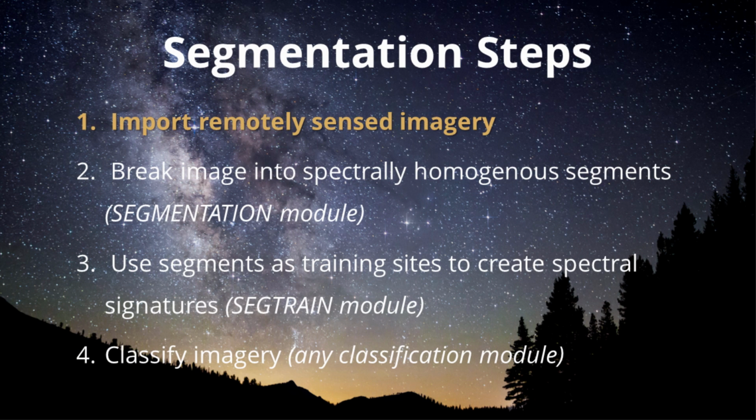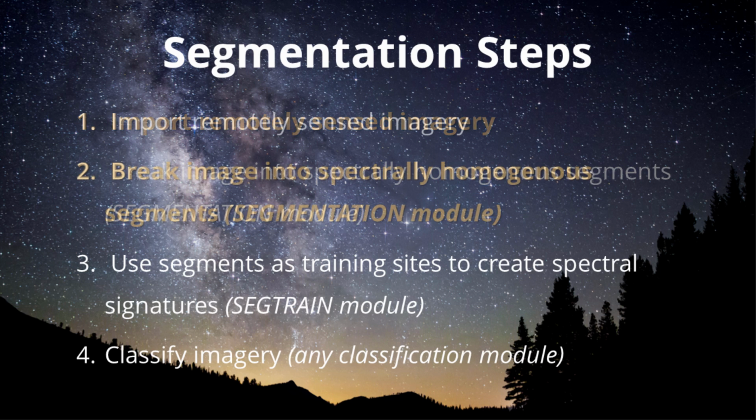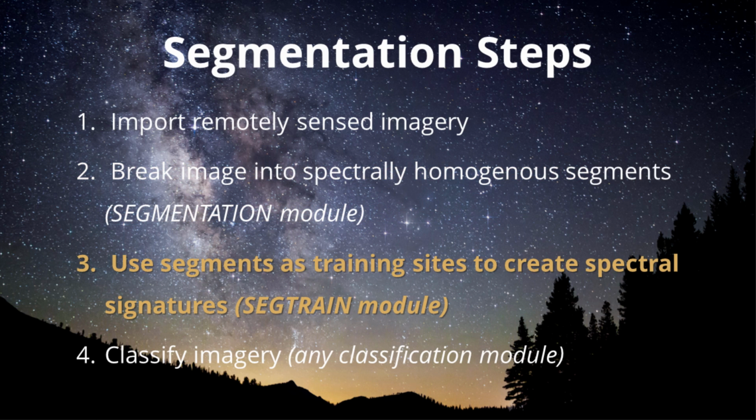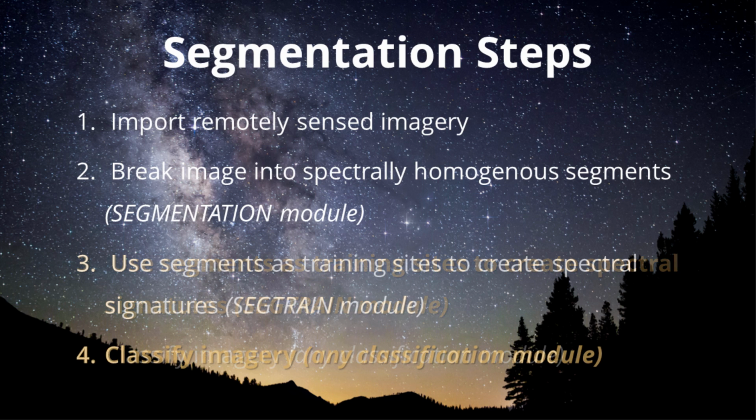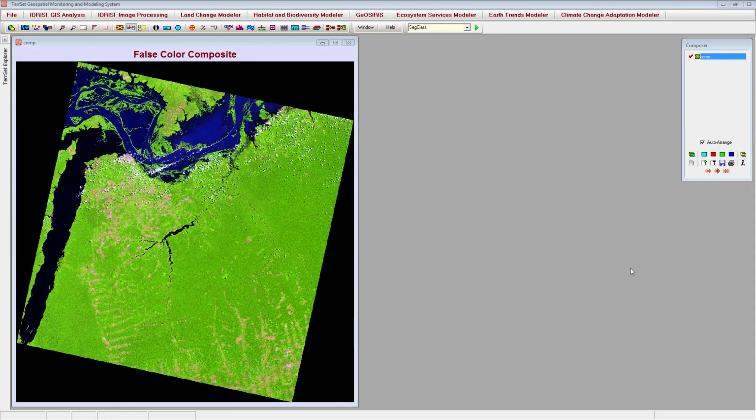First, you must import your remotely sensed bands, run the segmentation module to break the imagery down into spectrally homogeneous segments, use the resulting segments to create training sites using the SegTrain module, and finally, classify your imagery. I'll be classifying Landsat imagery of an area near the Amazon River in Brazil for this tutorial.